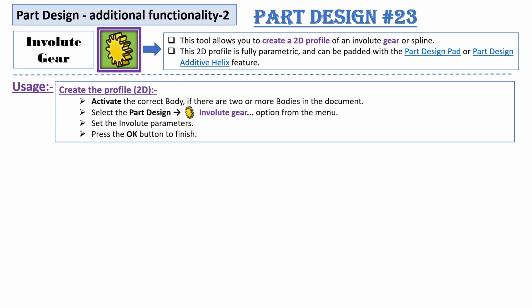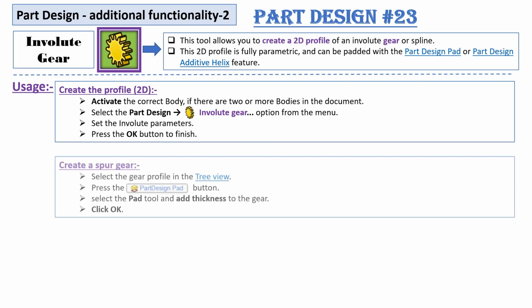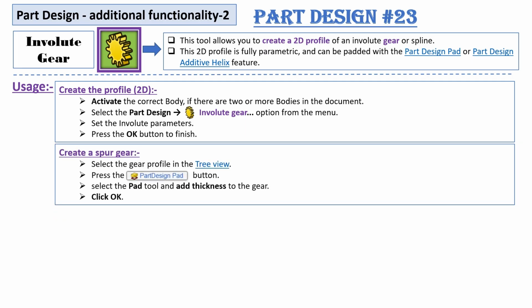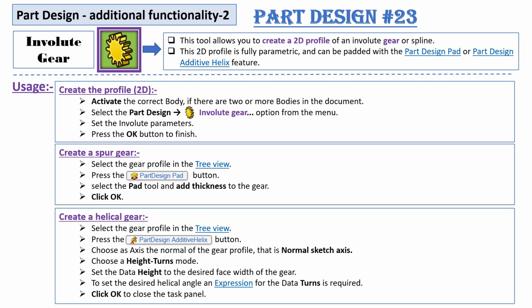First, we create a 2D profile with the help of Involute gear option from part design menu. From this 2D profile, we can create a Spur gear or Helical gear. Now, our profile is ready and we make it solid pad. We extrude it to the thickness of some mm.